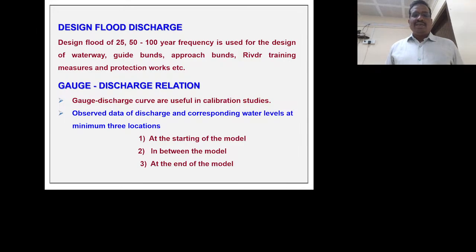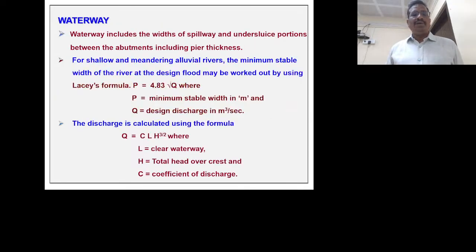And gauge discharge relation, just now explained. Gauge discharge curves are useful in calibration studies. Observed data using discharge and corresponding water levels at a minimum of 3 locations: at the starting of the model, in between the model, and at the end of the model. So at these 3 places we should calibrate the model.